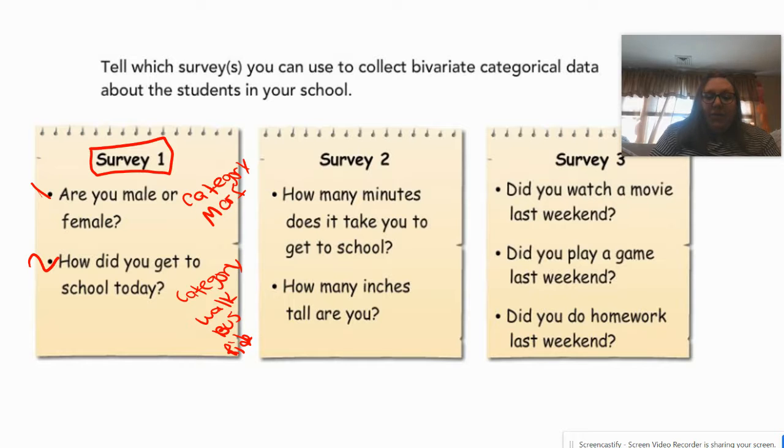How many minutes does it take you to get to school? How many inches tall are you? While yes, that's bivariate because there's two different things going on, those are not categories. That's not categorical data. That is measurement data. So that is not bivariate categorical data. That would be bivariate measurement data because those are measurements.